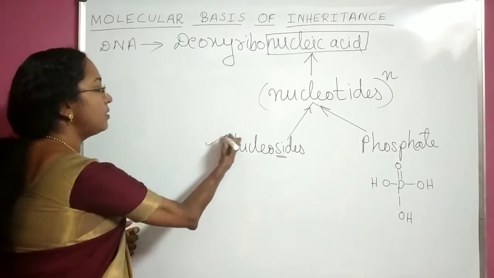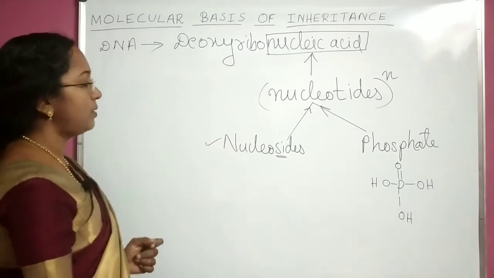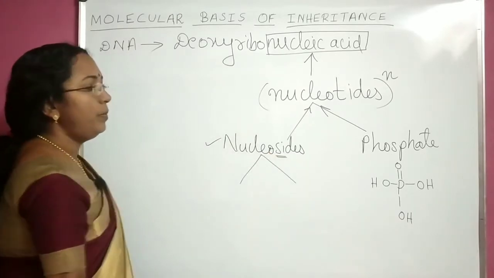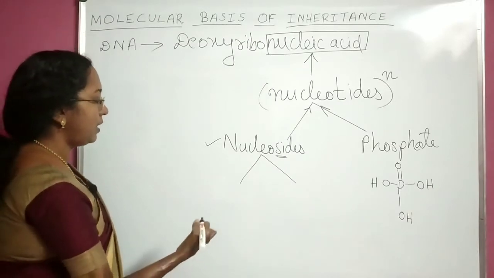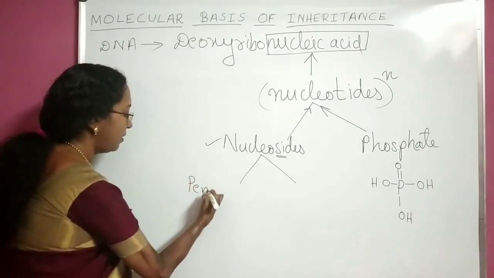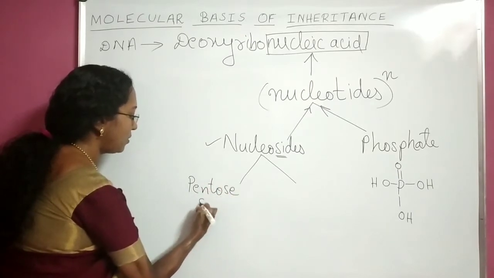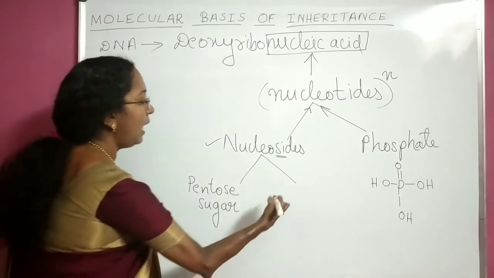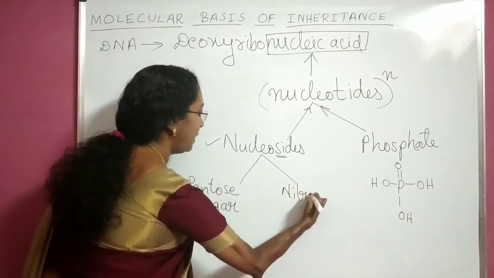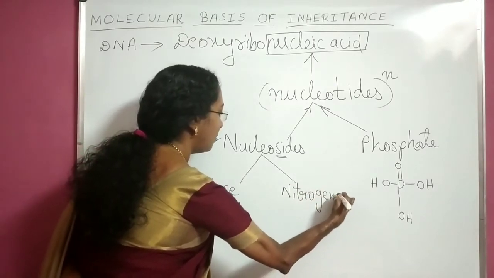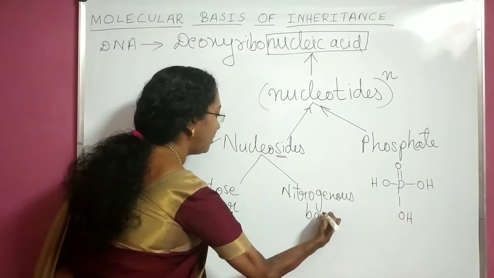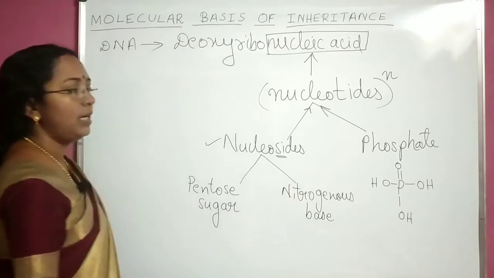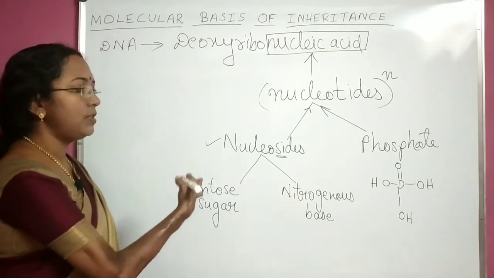Now our focus is what is this nucleoside? Nucleoside is again a combination of two other molecules. Which are they? It is made up of a pentose sugar and a nitrogenous base. Pentose sugar and a nitrogenous base. Now what is this pentose sugar? What is nitrogenous base? Everything will be dealt with one after the other in this video.